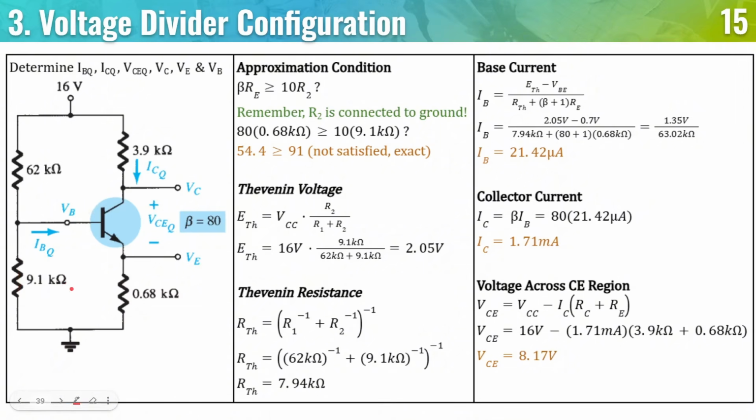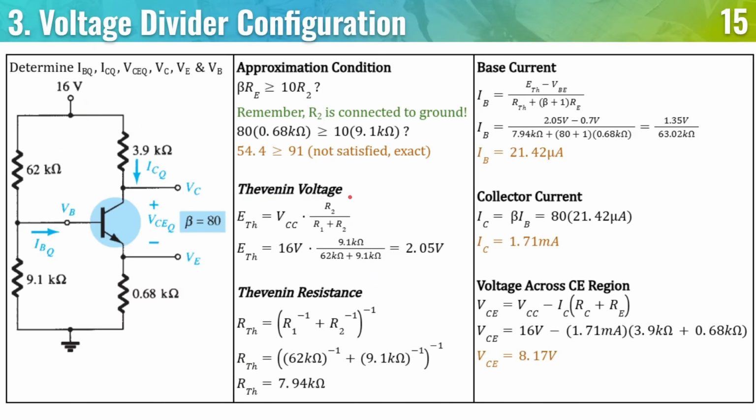Again, for the approximation condition, we only use the approximation beta RE instead of beta plus 1 RE if we are using this approximation condition. And again, recall that R2 must be the one that is connected to the ground. So substituting all of that, we have this. The condition is not satisfied, so we are to use the exact analysis.